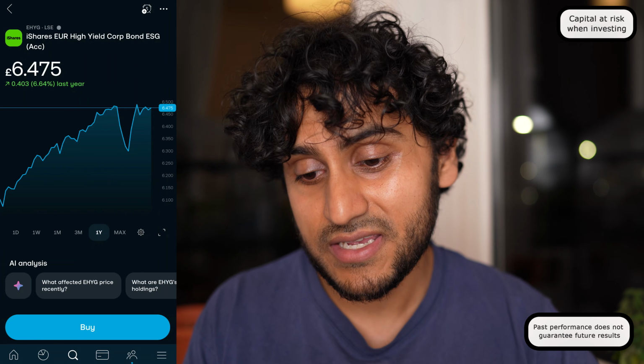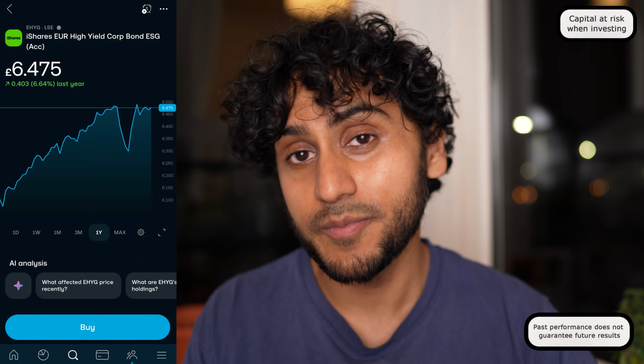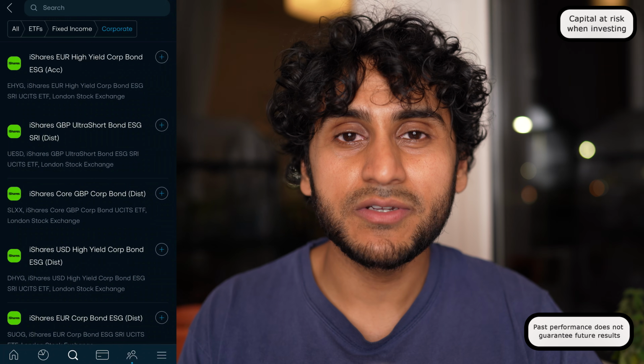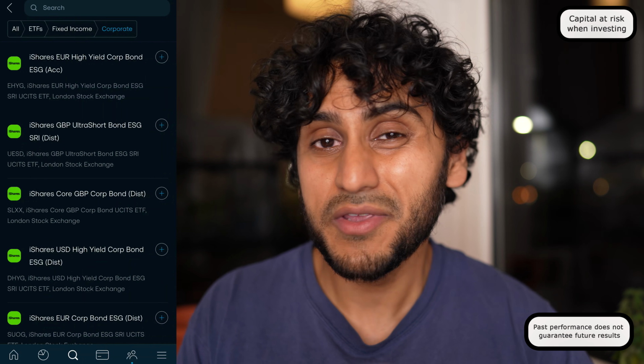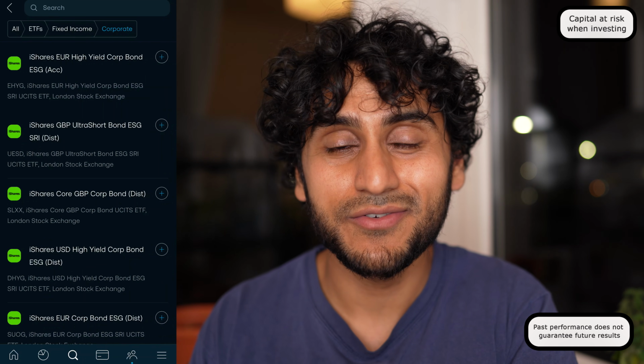But for example, under here, you'll get things like the iShares Euro High Yield Corporate Bond ESG Accumulating Fund. I don't get too much into bonds because the kids these days find it very boring. But with an ETF like this, you can get indirect exposure to the bond market. Again, you might not own these bonds, but you can benefit from the price movement of the bonds. You might be also wondering why not just buy a money market fund? Well, you can do that. There are so many options on Trading 212.